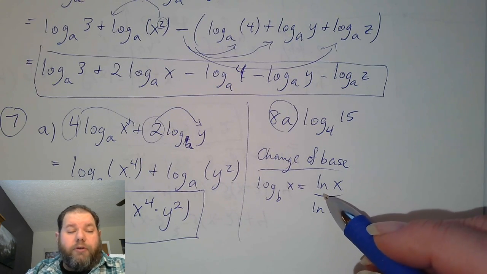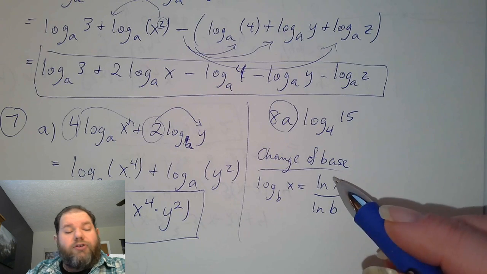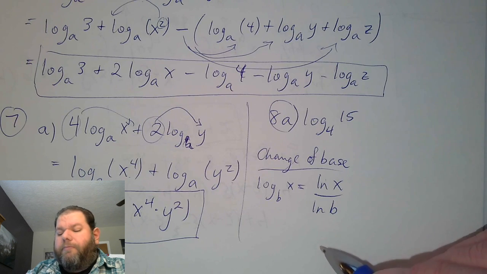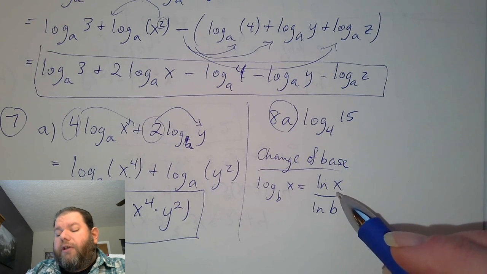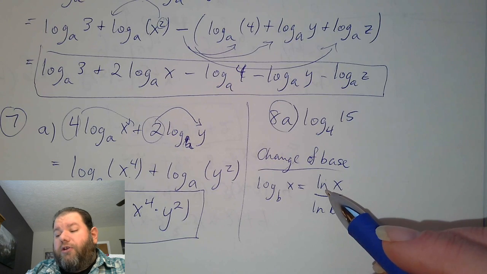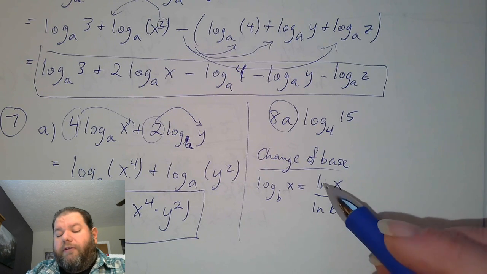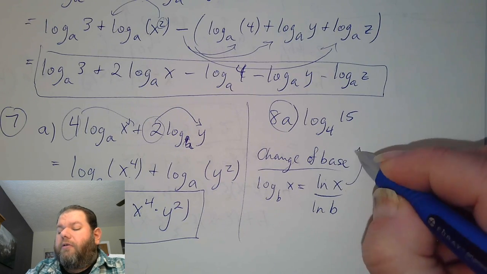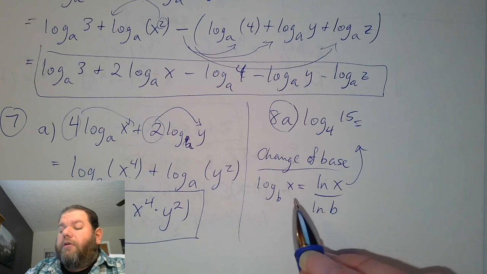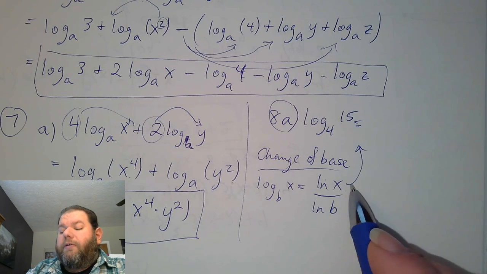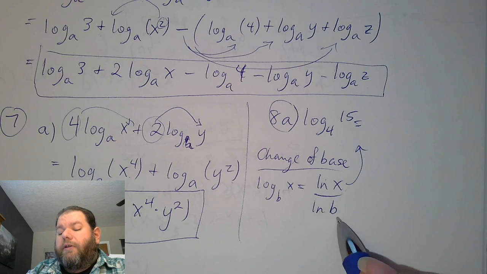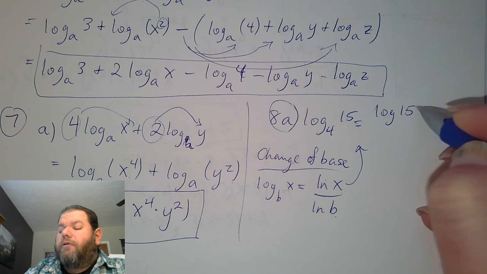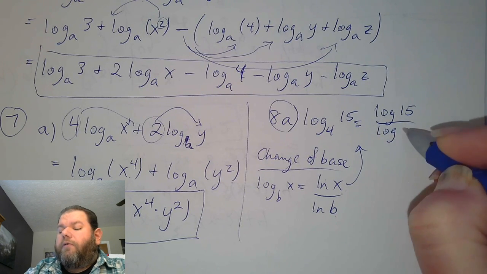And instead of natural log, we could just say log of x over log of b. It actually doesn't matter which one we change it to, as long as both of these are changed to the same logarithm. Now the reason we would change it like this is that we can actually use our calculator to find the natural log of these terms and then divide. For instance, right here, whatever number is in the argument is on the numerator and the base is on the denominator. So we'll make this log of 15 over log of 4.